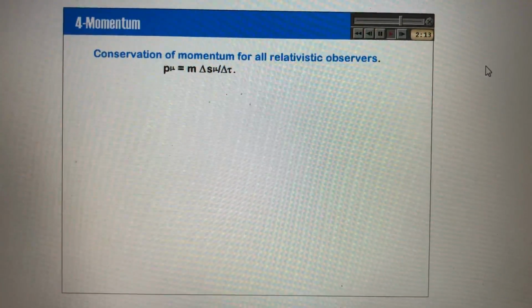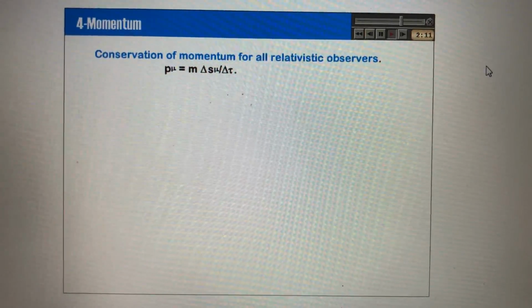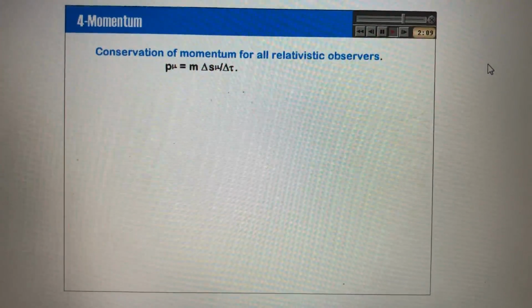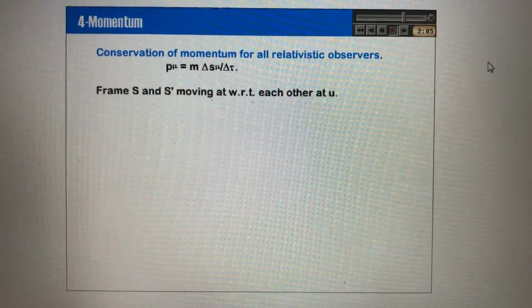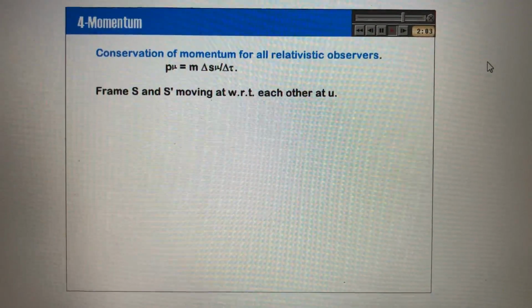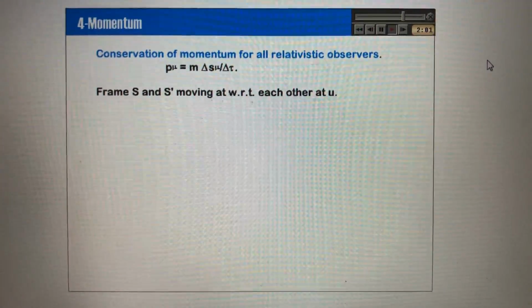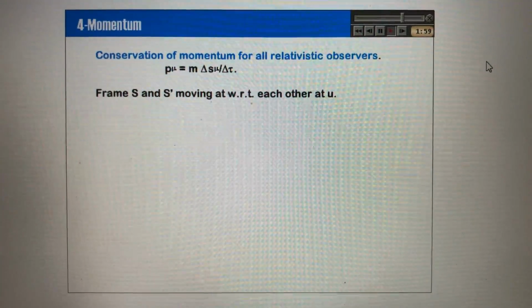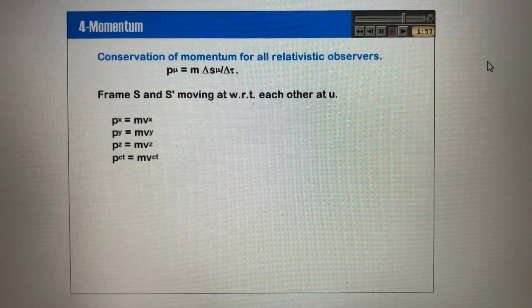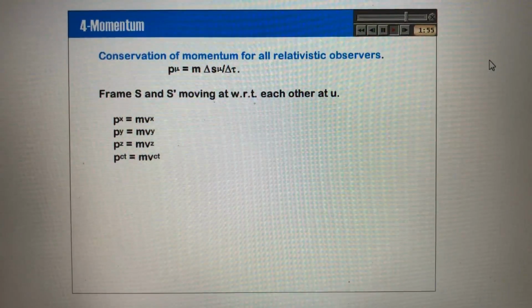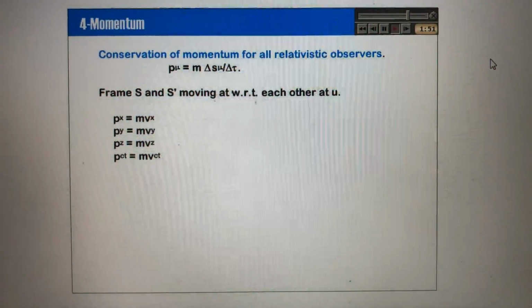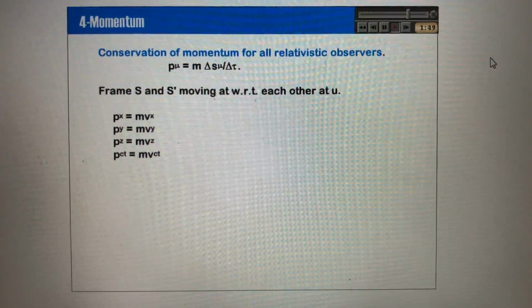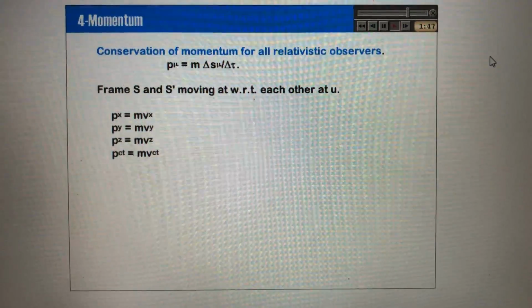And that's here: p mu is equal to m delta s mu over delta tau. Remember, delta s mu is just the interval. And again, we'll consider frames S and S prime with respect to each other with velocity u. So we'll have the following forms for the 4-momentum. Px is equal to m vx, py is m vy, and so on. Pct is equal to m vct. Those are the components of the 4-momentum in terms of mass times the 4-velocity.